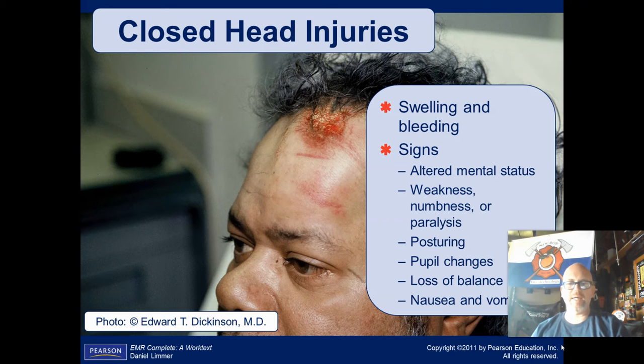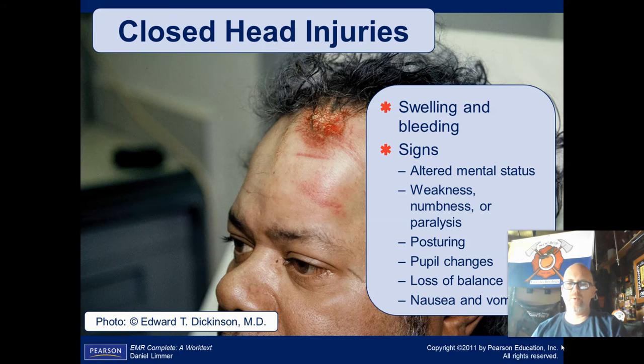Swelling and bleeding are signs we're looking for, along with altered mental status. We're looking at that closed head injury. We'd expect to see altered mental status if we have any brain injury at this point. Weakness, numbness, or paralysis in the extremities could tell us about spinal issues.